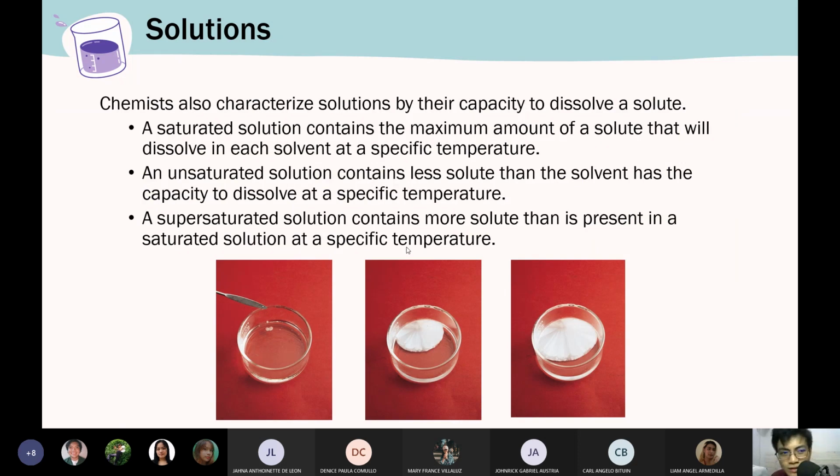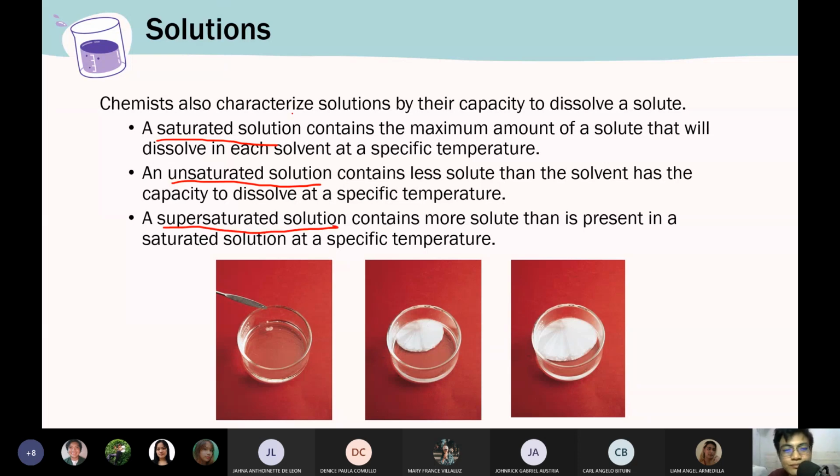So now, let's talk about this thing. Let us try to characterize our solution depending on how well they dissolve the solute. Okay? So alamin natin, ano yung mga tawag sa solution depending on how much solute they can dissolve. Okay? So, may iba-iba tayong terms dito that you just need to remember, such as the saturated solution, the unsaturated solution, and the supersaturated solution.